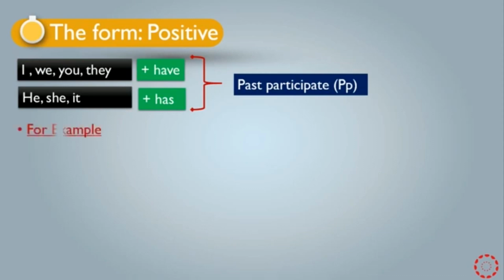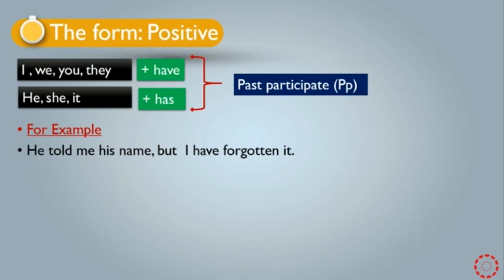For example, he told me his name. So it means that someone told me his name, but I have forgotten it. So let's see. Let us clarify where is the have and where is the past participle. First of all, we have subject I, which is followed by have. Why was it followed by have? Because our subject is I. And also after have, our verb should be in past participle.